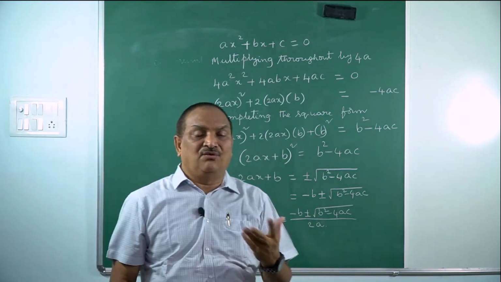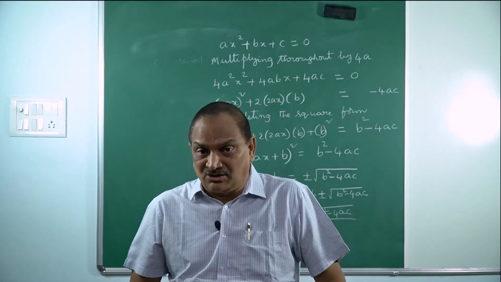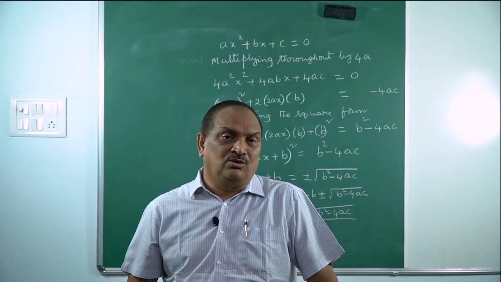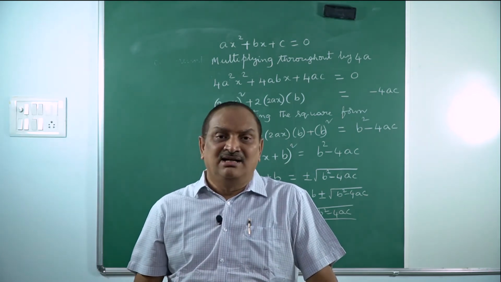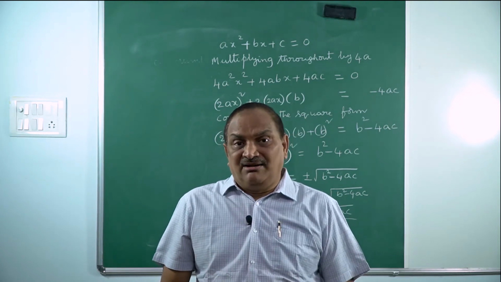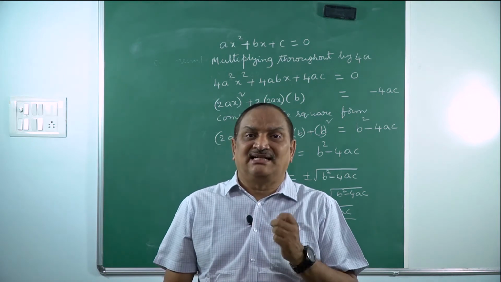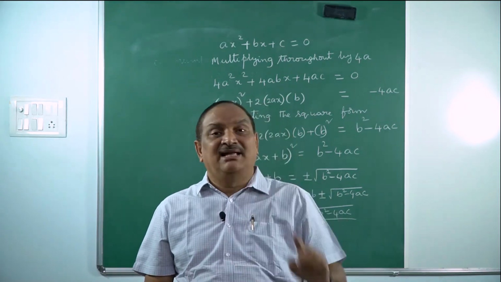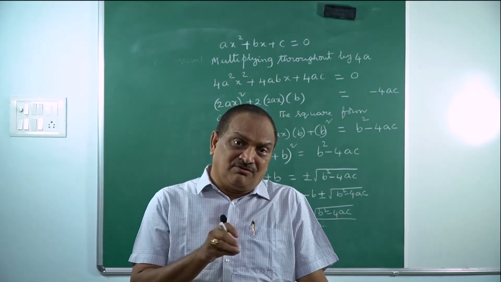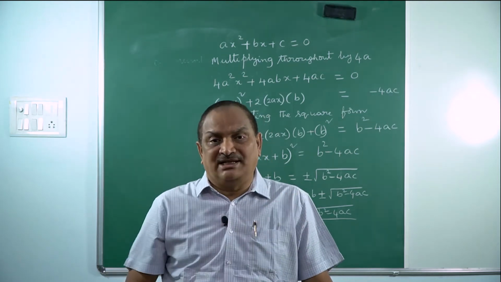Let me just tell you how it's done. You are given ax square plus bx plus c is equal to 0. That's the quadratic equation. We multiplied throughout by 4a to give it the form 4a square x square plus 4abx plus 4ac is equal to 0. And 4a square x square is the 2ax whole square. That is the key aspect there. That's why we multiplied by 4a throughout. 2ax whole square plus 2 into 2ax into, of course, we need something there, that is b, is equal to minus 4ac.